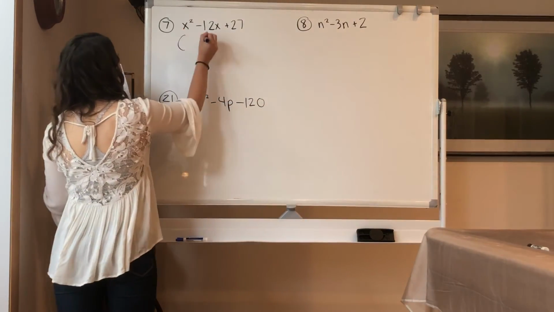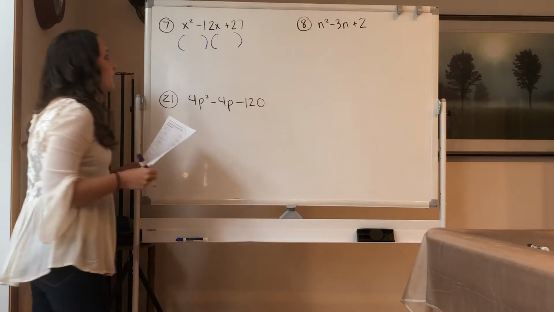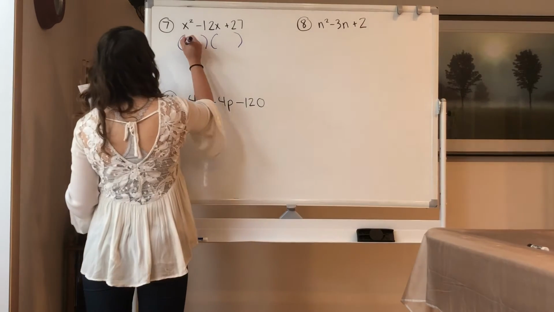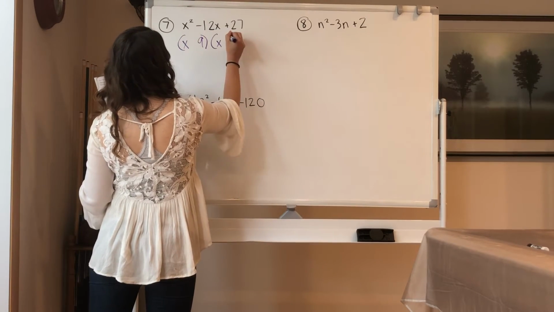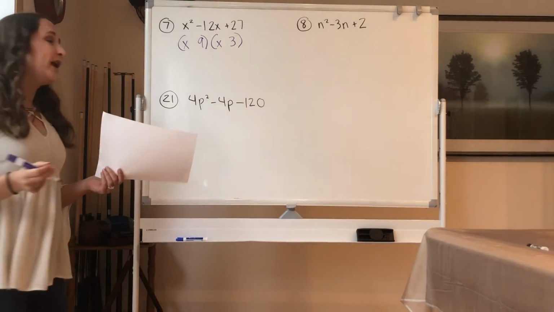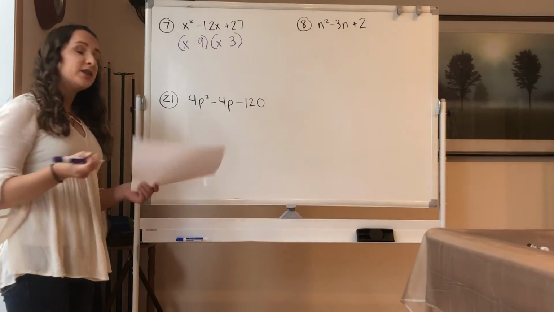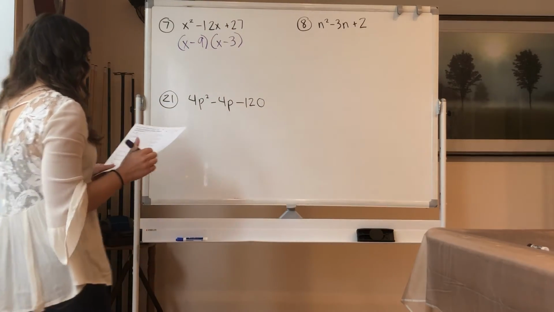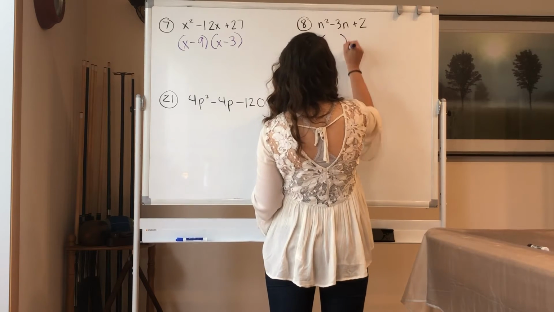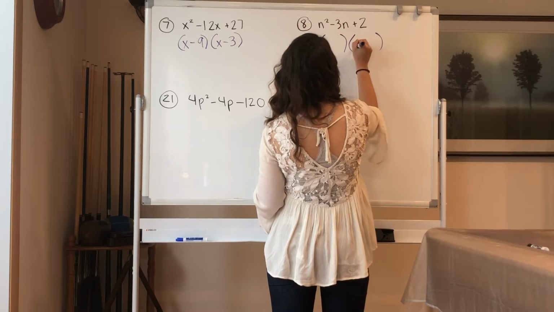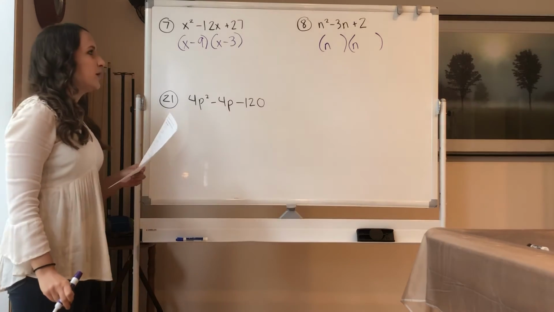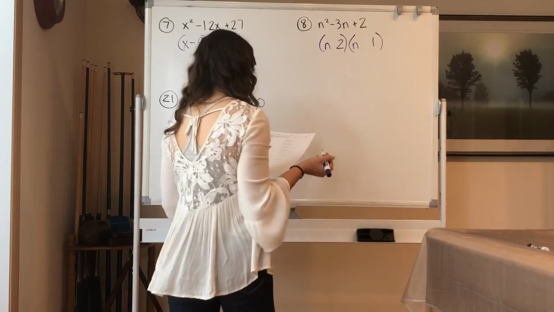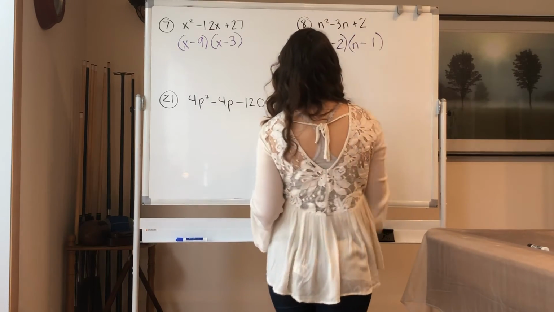Number 7. What two numbers multiply to 27 and add to negative 12? I'm thinking 9 and 3. Now we need to figure out where to put the negative. Well, we need them both to be negative to get to a negative 12. And remember, two negatives multiply to get a positive. Next, what two numbers multiply to 2 and add to negative 3? Well, the only two numbers that multiply to 2 are 2 and 1. And both need to be negative to get a negative 3.